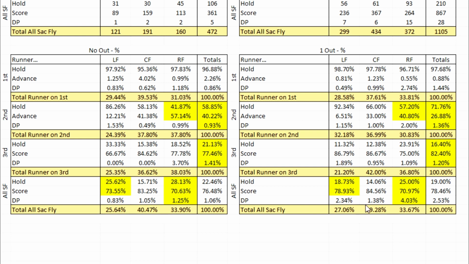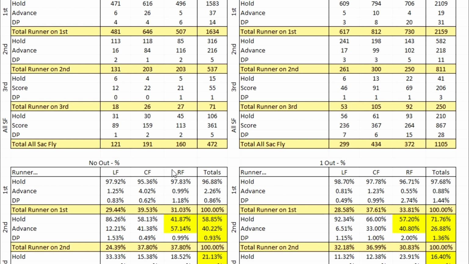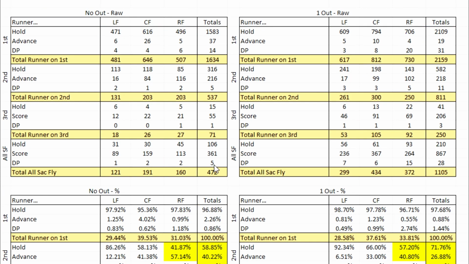However, it does go up quite a bit with 1 out, if we notice. If we come back up here to the raw numbers, we can see there were only 5 double plays with no outs out of 472 total sac flies with no outs. That number jumps up to 28 with 1 out.